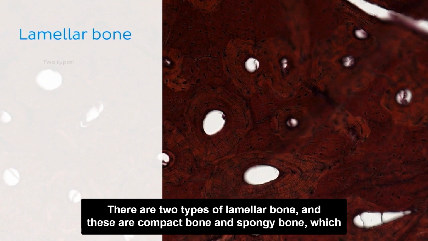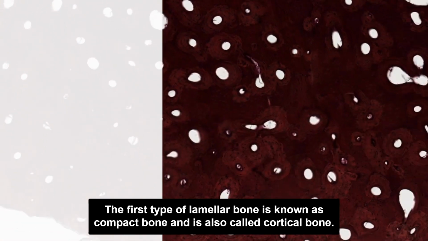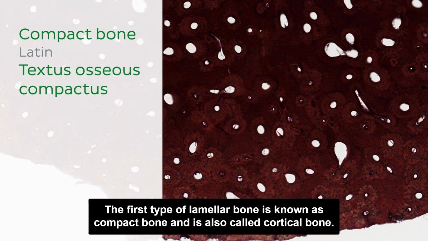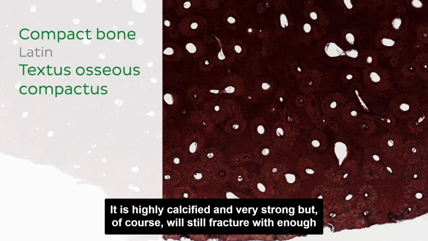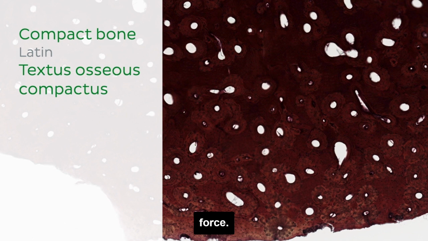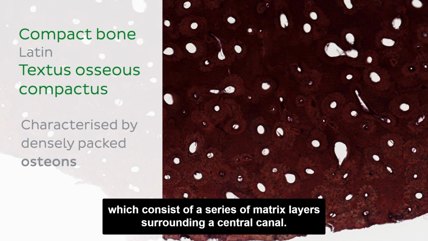There are two types of lamellar bone, and these are compact bone and spongy bone, which are largely differentiated by how these groups of concentric layers are arranged or organized. The first type of lamellar bone is known as compact bone and is also called cortical bone. Compact bone is the type of lamellar bone tissue found in the hard outer region of a bone. It is highly calcified and very strong, but of course will still fracture with enough force. Compact bone tissue is characterized by its densely packed functional units known as osteons, which consist of a series of matrix layers surrounding a central canal.